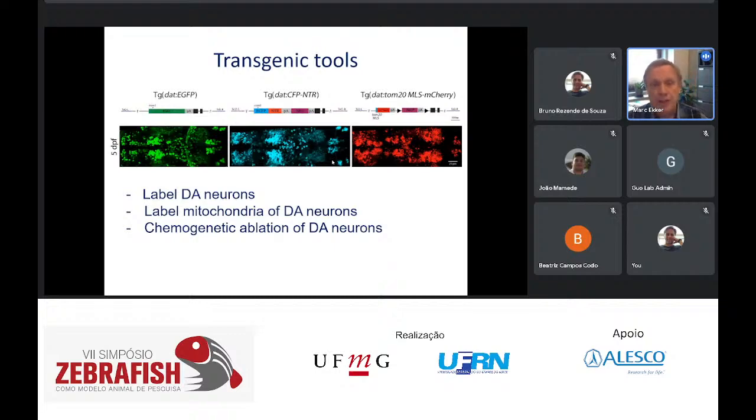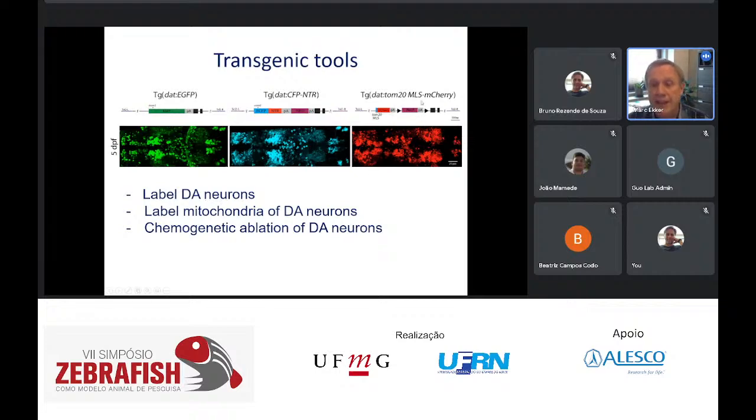And in order to do this, what we did is we used the locus for the dopamine transporter, and we used a large region of this locus, more than 25 kilobases of DNA. And what we did is introduce in frame with the first exon of the dopamine transporter a number of fluorescent proteins or other proteins. And that's what's shown on this slide. We did it with EGFP, and that allows us to label dopaminergic neurons.